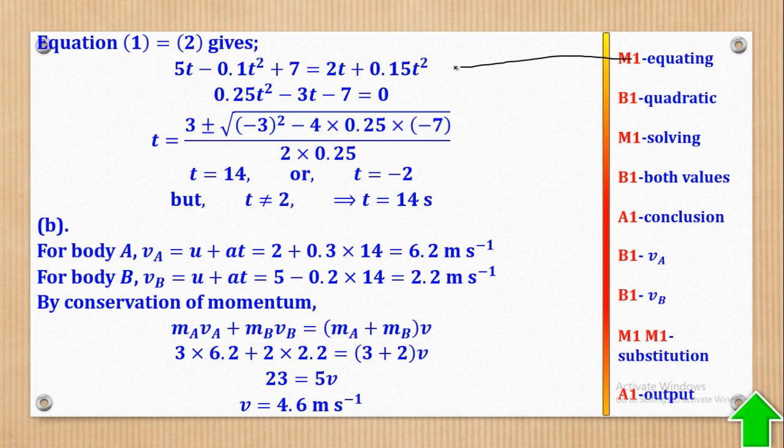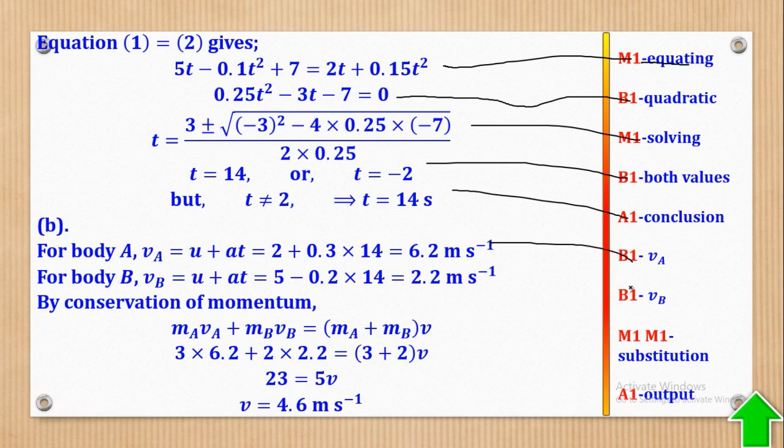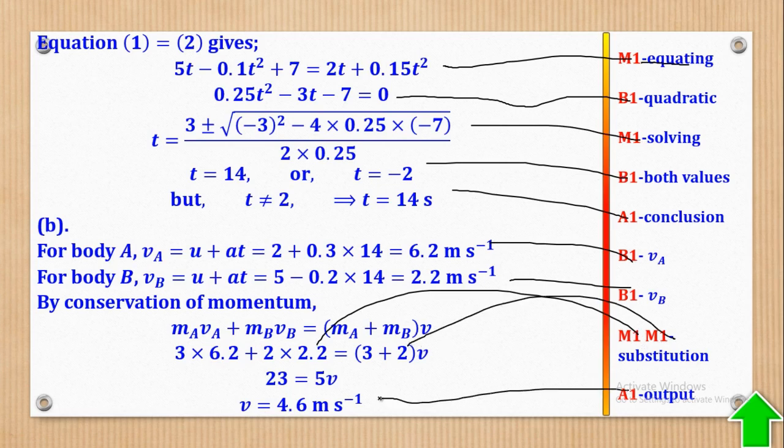So M1 for equating, not equating but substituting, then B1 for the quadratic equation, M1 for solving, B1 for both values, A1 for conclusion, B1 for this velocity, B1 for this velocity, M1 for this substitution left hand side and right hand side, A1 for the output.